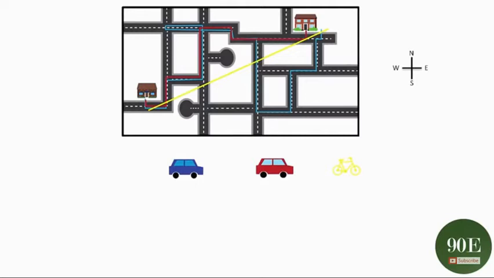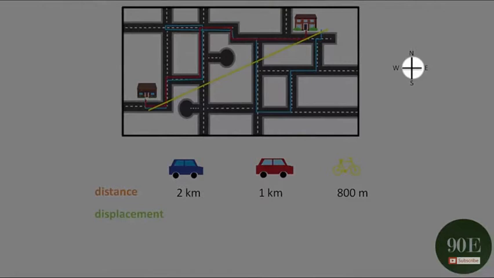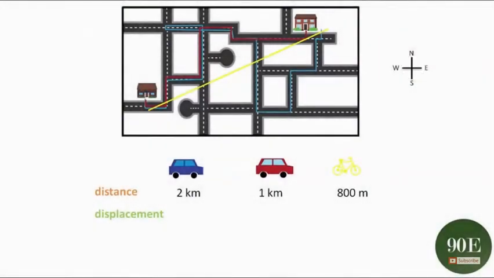The blue car was traveling southwest, the red car was traveling northeast, and the bike traveled northeast. So the directions weren't the same. The distance traveled by the blue car was 2 kilometers. It took kind of that windy path, a lot of turns, actually turned around and come back. So it had a pretty big distance. The red car, it only went about 1 kilometer because it took about as straight as you can get with the streets. And the bike had the shortest distance of all because it did travel a straight line distance and it had a distance of only 800 meters.